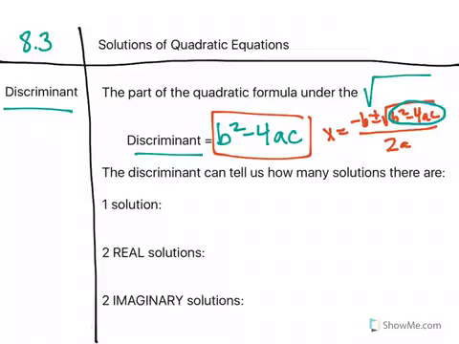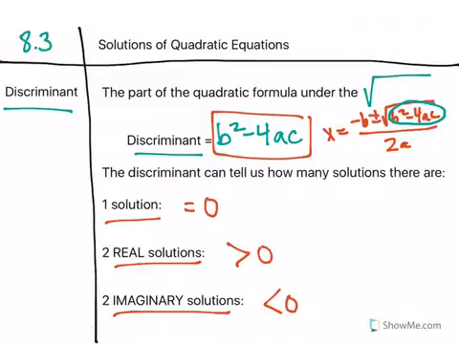With this part of the formula, we can determine how many solutions we're going to have for any quadratic equation. For one solution, if this discriminant equals 0, then there's going to be one solution. If the discriminant is greater than 0, then we're going to have two real solutions. And if it's less than 0, we're going to have two imaginary solutions.